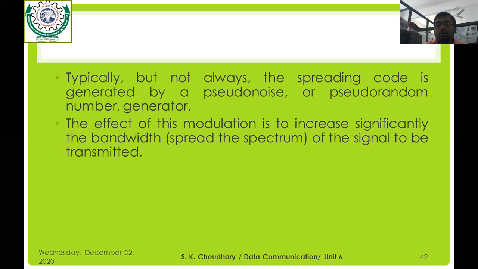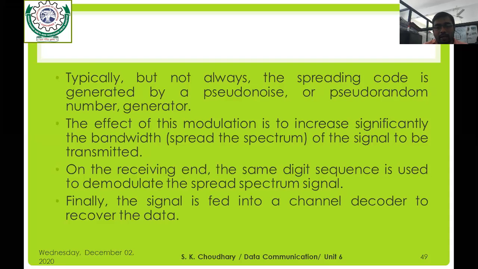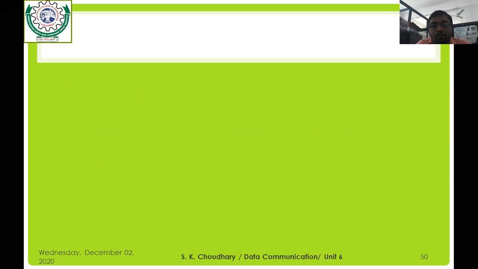Typically, but not always, but in most cases, the spreading code is generated by the pseudo random number generator or pseudo noise generator, and the effect of this modulation is to increase the bandwidth, or spread the spectrum, you can say, of the signal that is to be transmitted. On the receiving end, the same digit sequence is used to demodulate, and finally the signal is fed to the channel decoder to recover the data. So we have seen that through the diagram also.